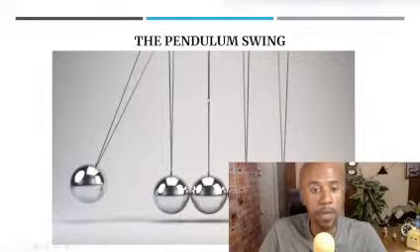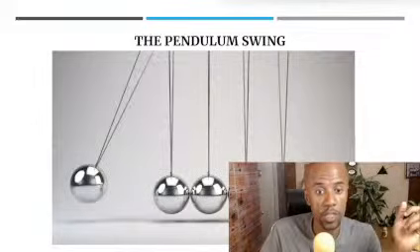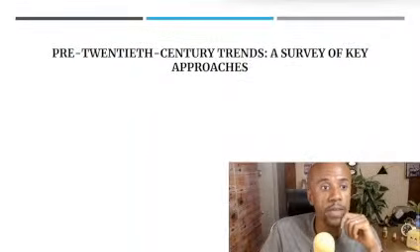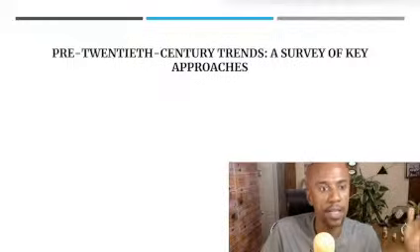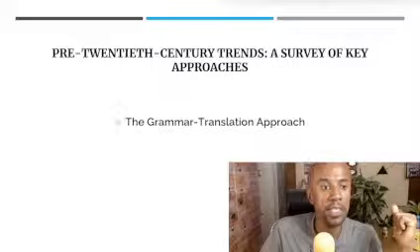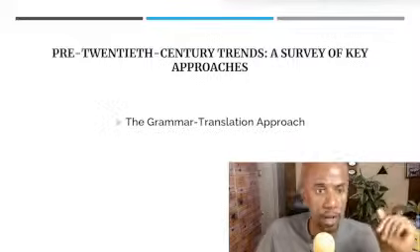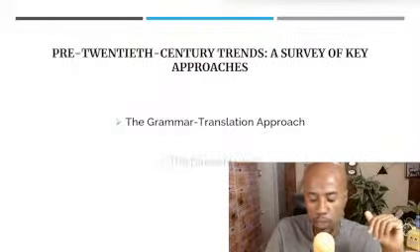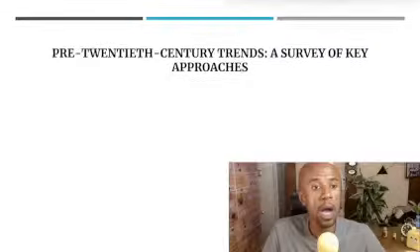So this is the image that I wanted to start with, and this links directly to the experience that we have started with earlier. And so now I want to go into the history of TFL, and we will start with pre-20th century trends and have a survey of key approaches, of course. Now we start, of course, with the grammar translation approach. Then we go to the direct method, then to the reform movement.